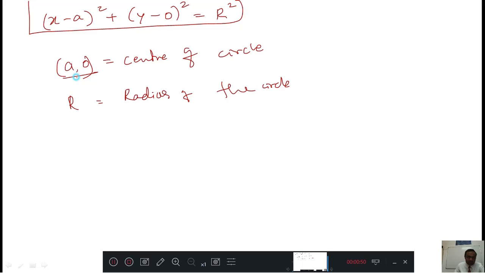From this a, 0, I can understand that the circle drawn using this equation has its center resting on the x-axis always. That rests on the x-axis always. Understood?